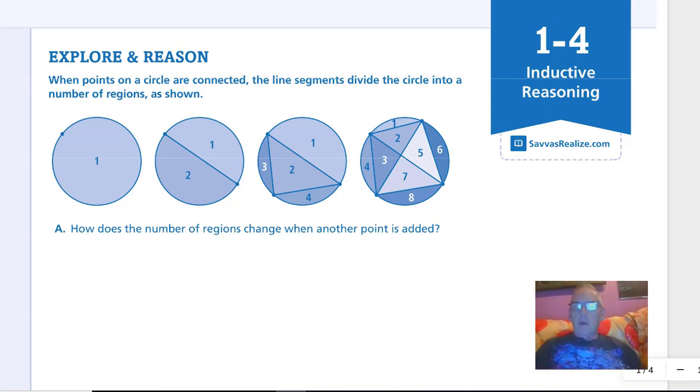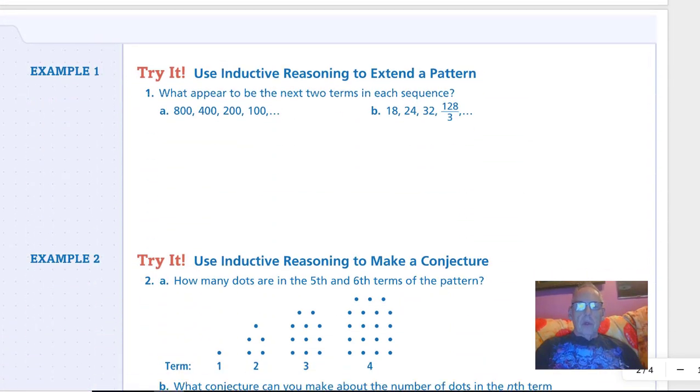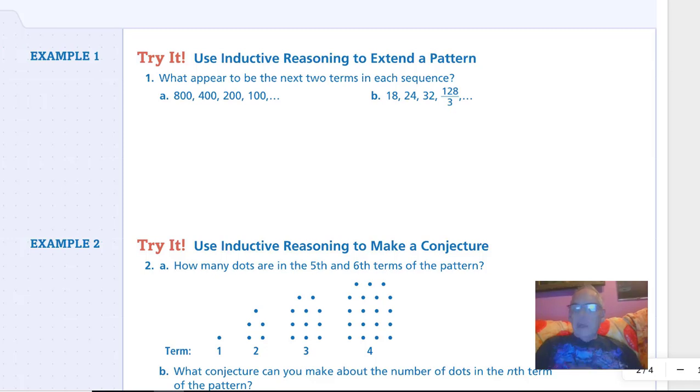Example TryIts that go with the 1-4 student companion on inductive reasoning. So look at example 1. Use inductive reasoning to extend a pattern. What appears to be the next two terms in each sequence?